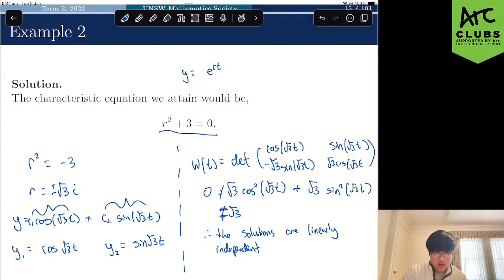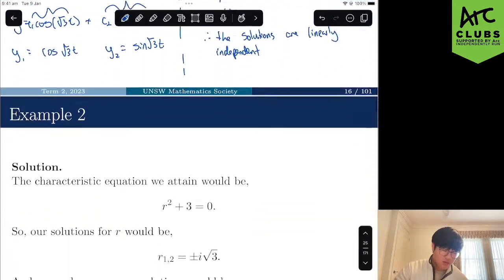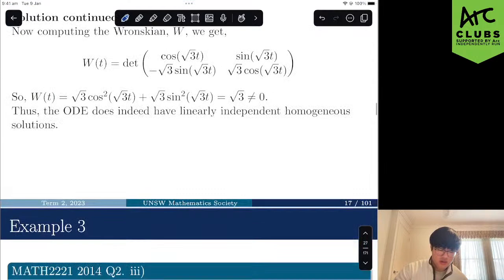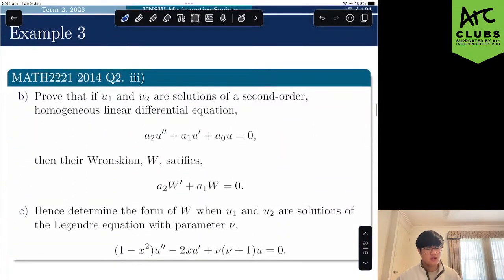Sorry, that should be not equal to. Alright, let's move on to an actual exam question now. So this one here. You can see what paper it's from. So the 2014 MATH2121 paper.